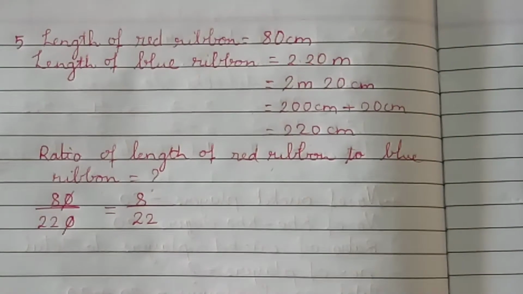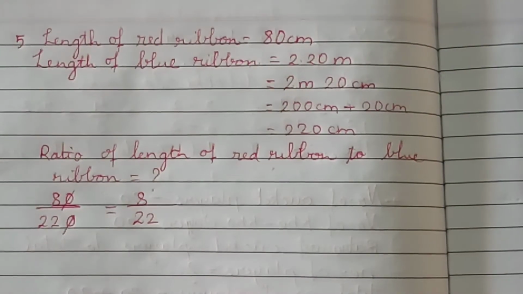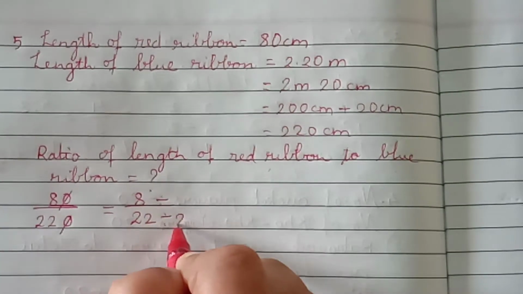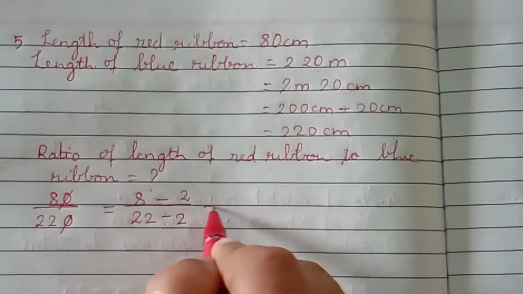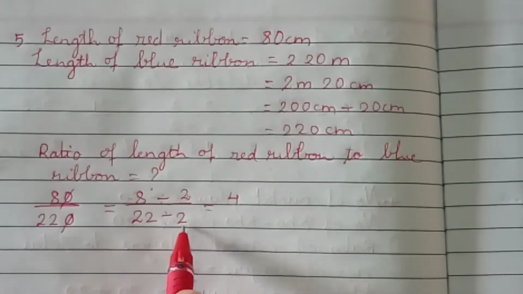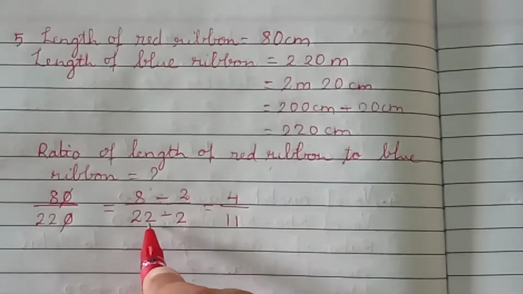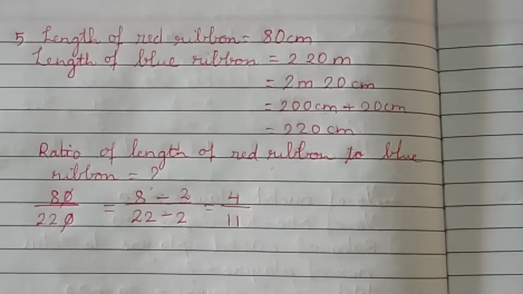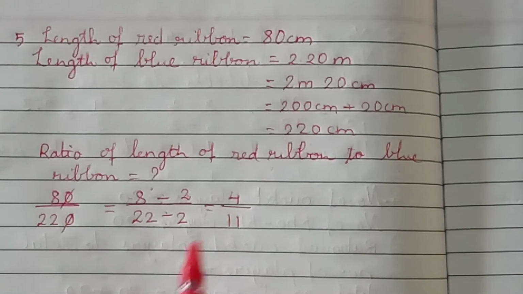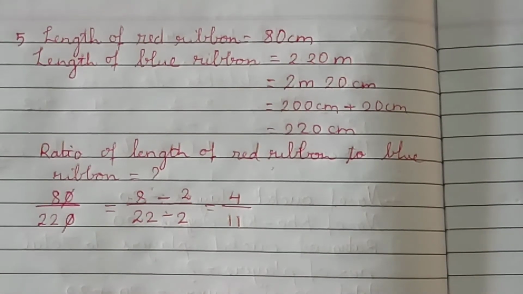So these two numbers will come in which table? Okay, we will try with 2's table. They will surely come in 2's table. So 2 how much is 8? 2, 4 is 8. 2, 11s are 22. Now, are these two numbers divisible by some other number? No. So, this is the simplest form.